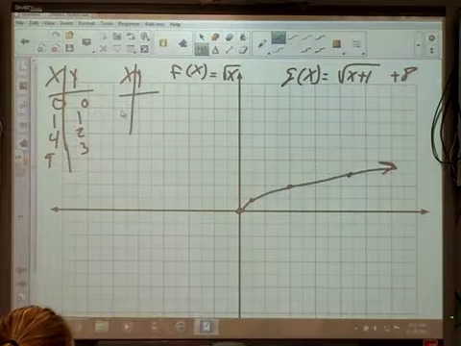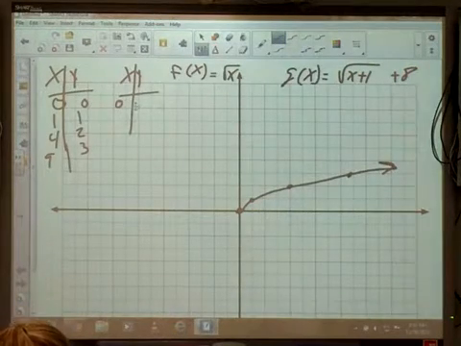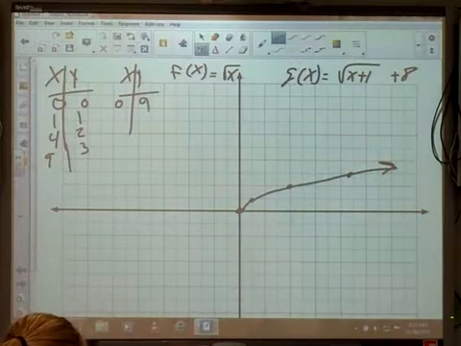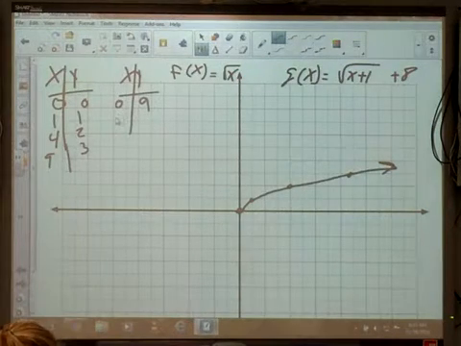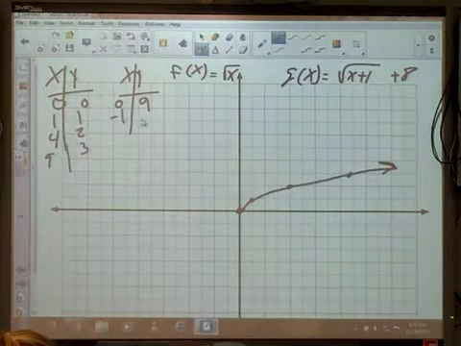Alright, let's see, to get a perfect square, 0 will work. Square root of 1 is 1, plus 8 is 9. Negative 1 and 8. Negative 1 plus 1 is 0, 0 plus 8 is 8.